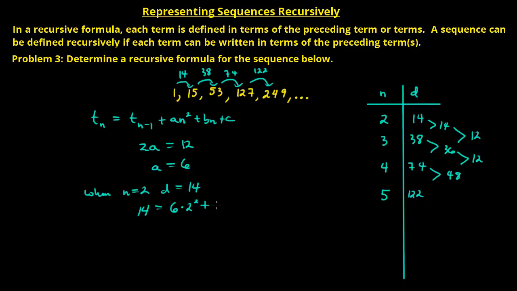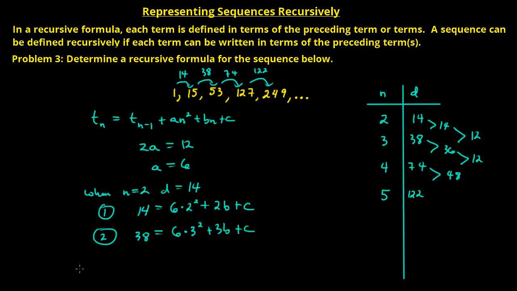Plus 2 times b plus c. We can call this equation 1. And we'll build another equation. We know that when the term number is 3, we're going to add 38 to the previous term. So we've got that 38 is equal to 6 times 3 squared plus 3b plus c.